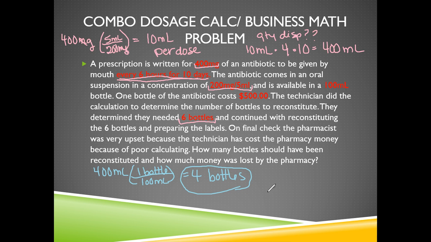Now, how much money was lost by this pharmacy? The original mixture was 6 bottles. However, I only needed to give them 4. So I had 2 bottles left over which I couldn't use, and each bottle is $500. So 2 times 500. So this cost the pharmacy $1,000 for this error for poor calculating.